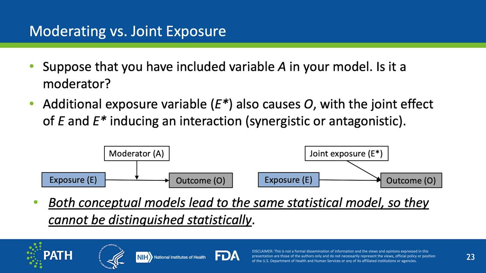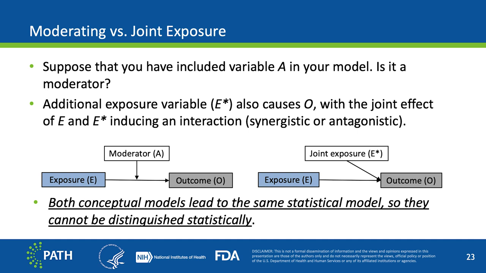One of the issues in this moderating type analysis is when you fit your model. Suppose you have included variable A, which is thought to be a moderator in your model. Is this truly a moderator, or is it in fact a joint exposure? Remember what we were fitting here. We were looking at whether smoking causes loose teeth and whether that changes by age category. We modeled that as an interaction in a regression. But something else could have happened. Age, which we thought of as a moderator, could also be thought of as a joint exposure, E star.